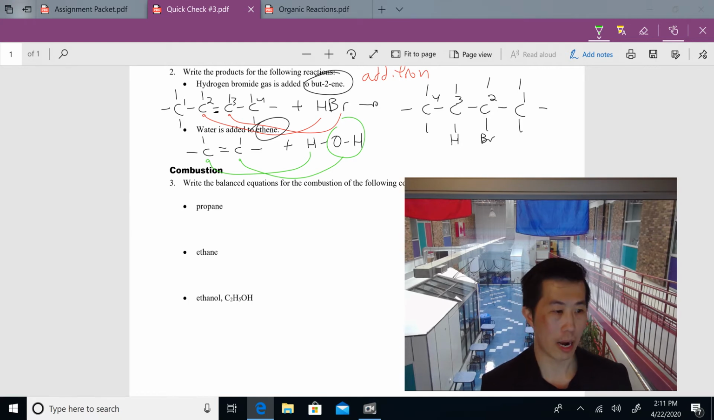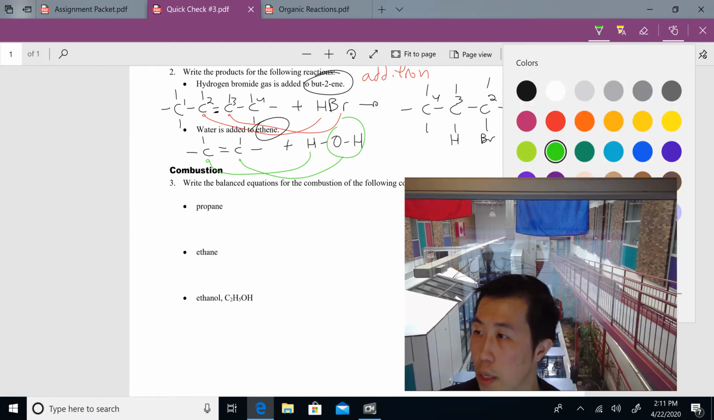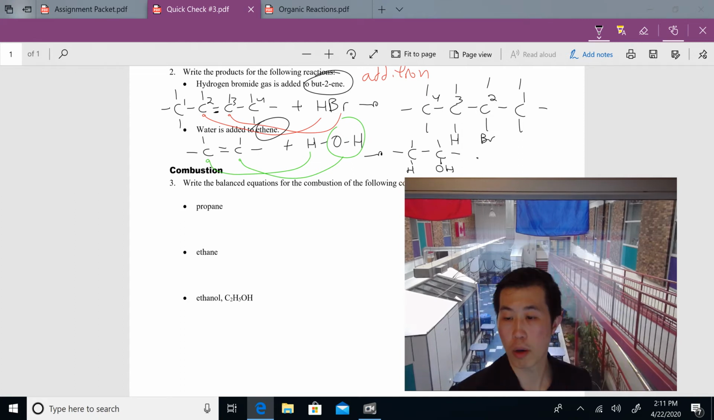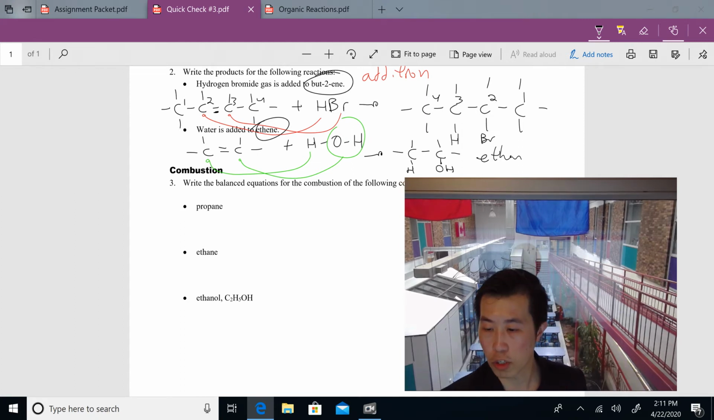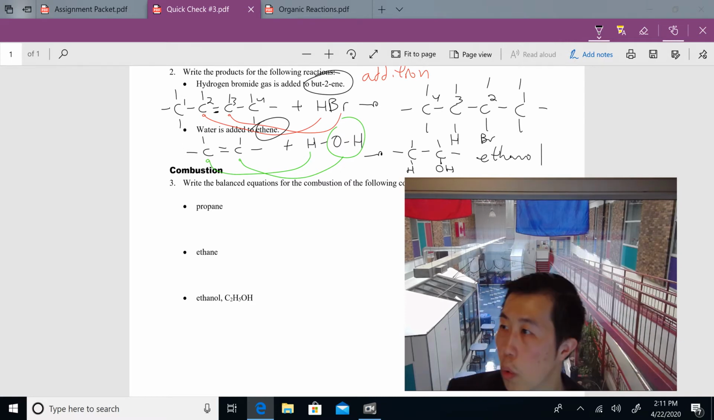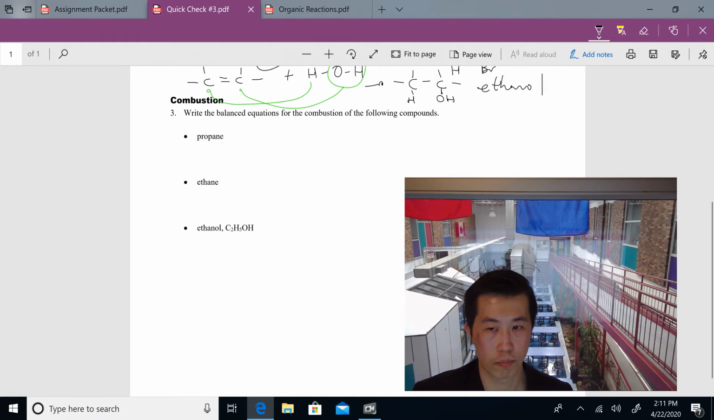Okay? And when that happens, you can see that if I write it down here, the double bond opens up, and you have yourself an alcohol. So what you have is that you have generated ethanol. Okay? And that is for that one there.